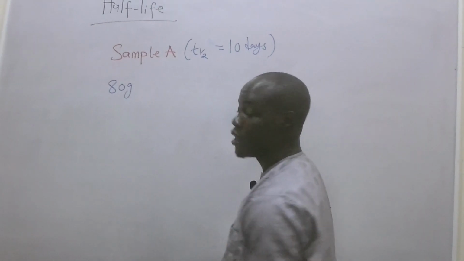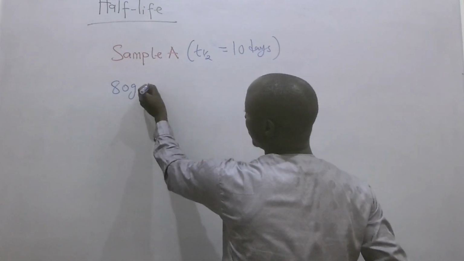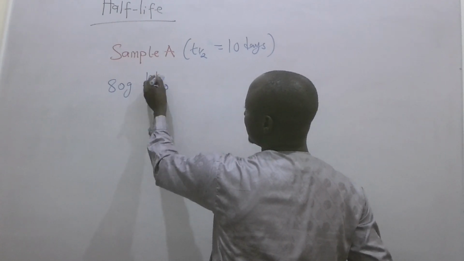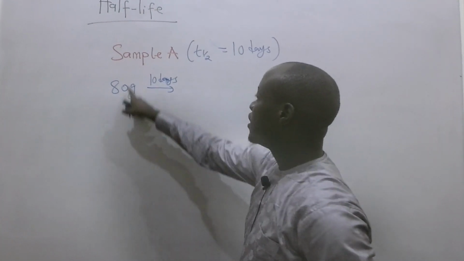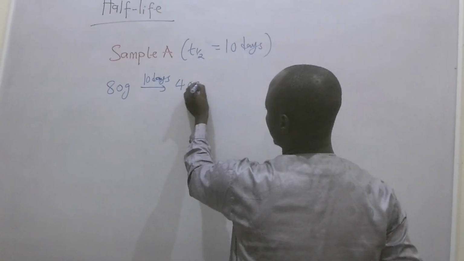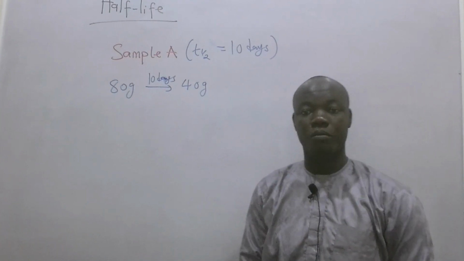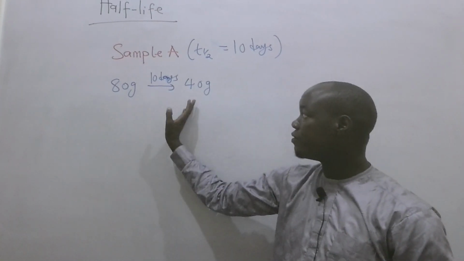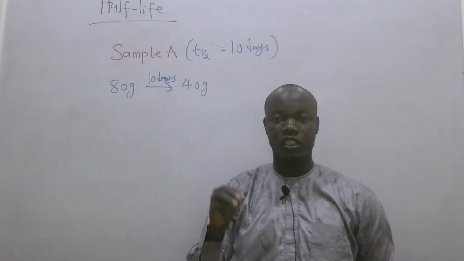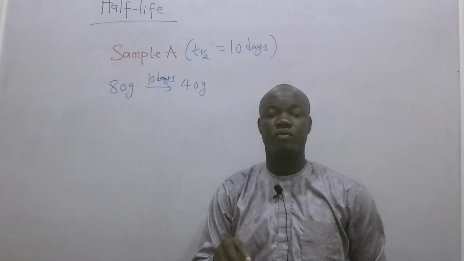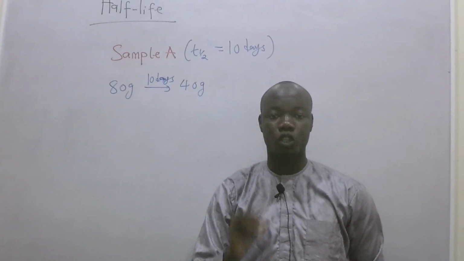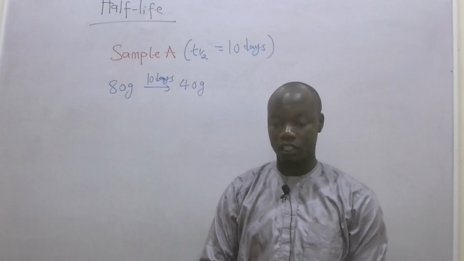So since the mass of sample A is 80 gram, after 10 days, sample A will now decay to half of its original mass, which is 40 gram. Because the original mass of sample A is 80 gram and the half-life is 10 days. And according to the definition, we define half-life as the time taken for a radioactive substance to decay to half of its original mass.